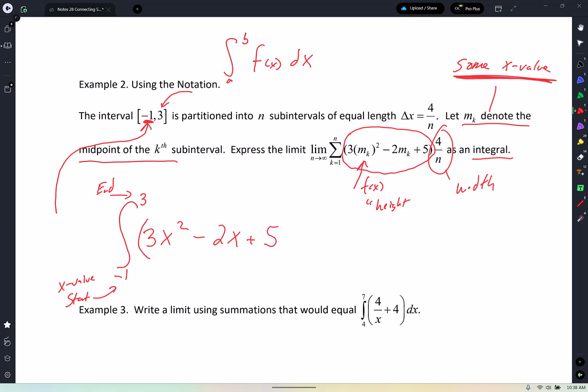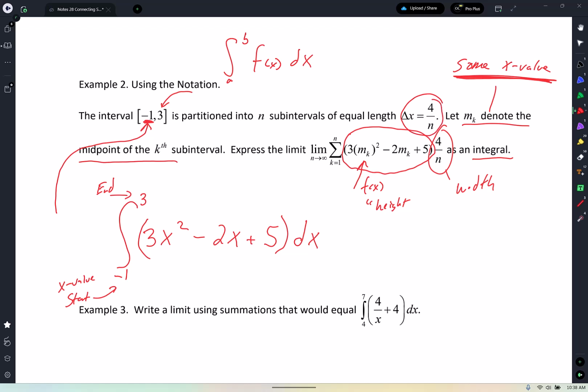And usually you want to put parentheses on it, but some textbooks have a bad habit. They don't put the parentheses. Not a big deal. That's your height. And I need to multiply that by my width, which is dx. That's delta x. Done. That's all they wanted on that. Delta x was 4 over n.